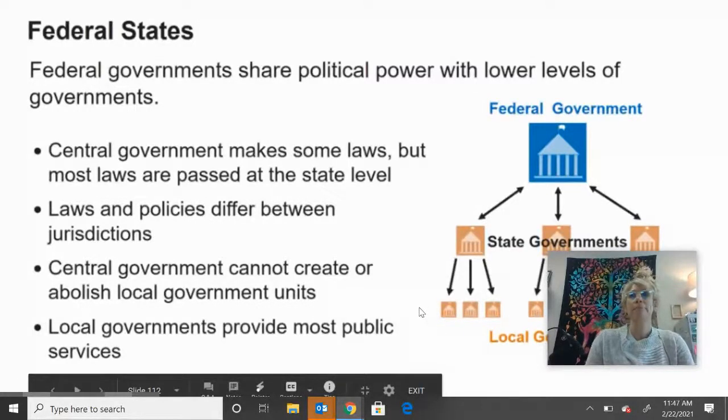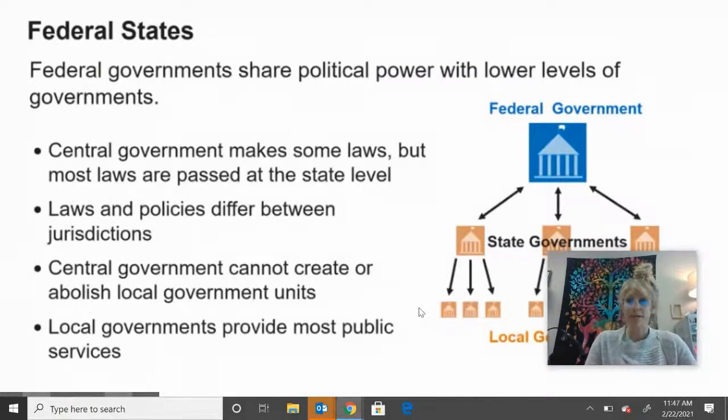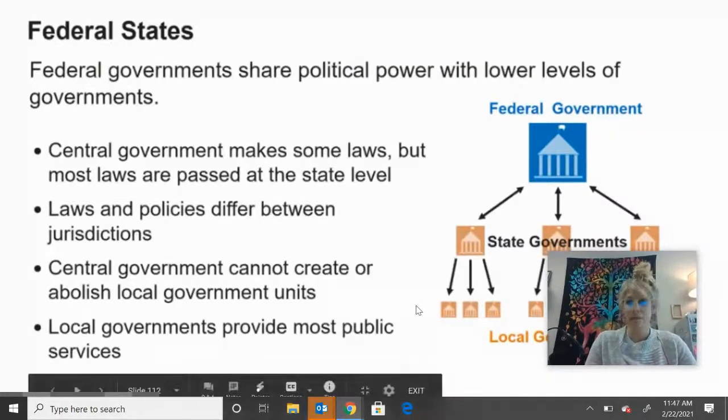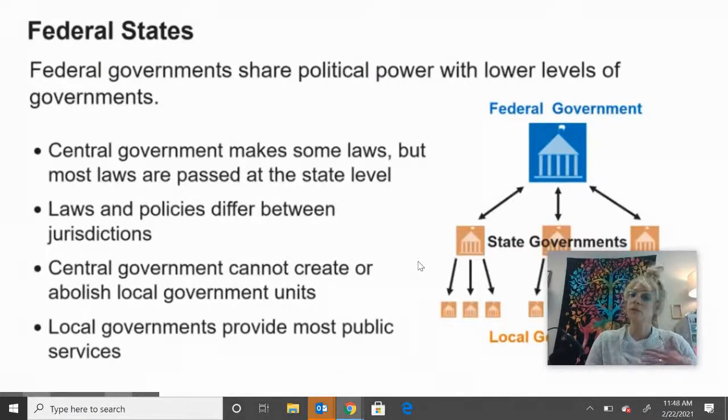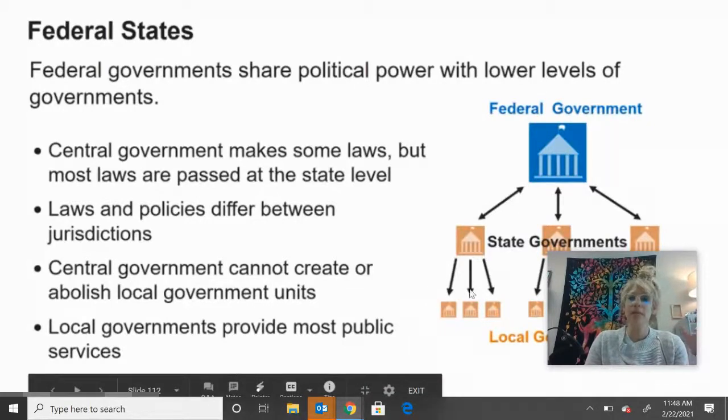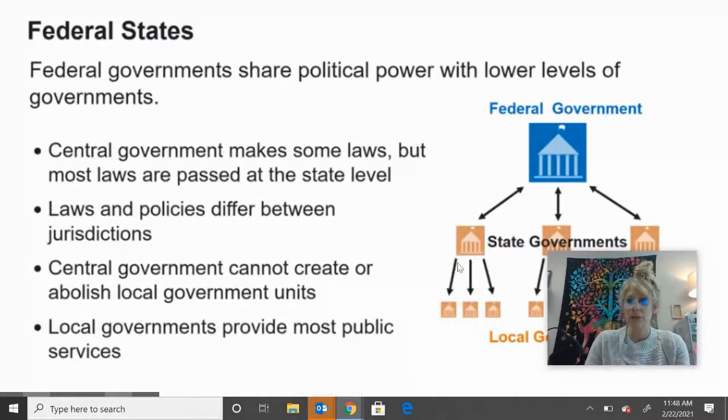There are laws set by a county, El Paso. There are laws set that affect just Fountain, and then there are laws that affect just Colorado as a whole, and then there are laws that affect all of the United States. Central government cannot create or abolish local governments. So the federal government cannot come in and start manipulating or abolishing Colorado's system of law.